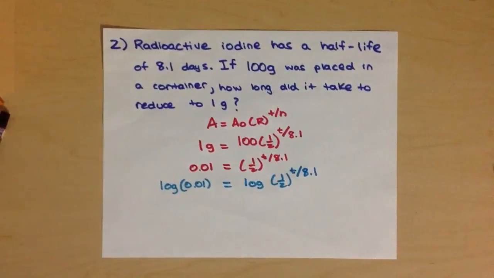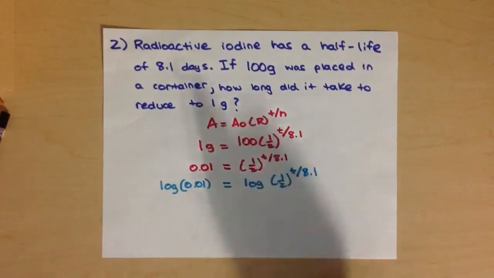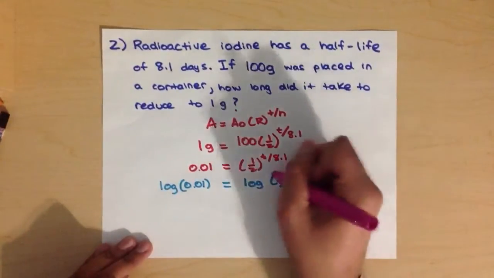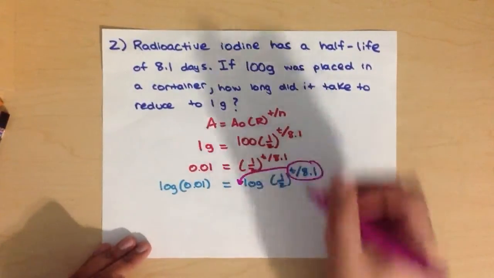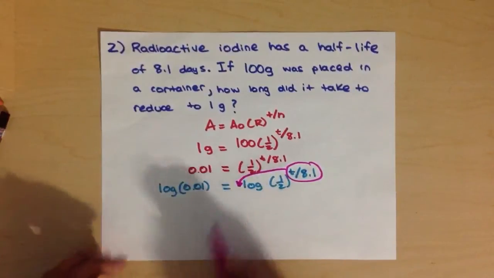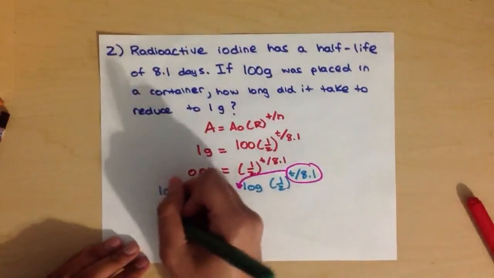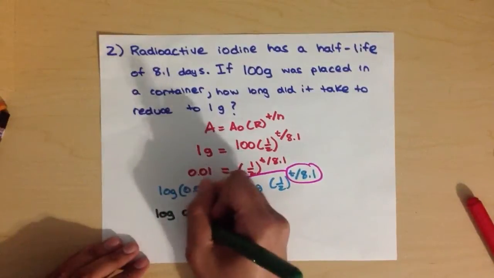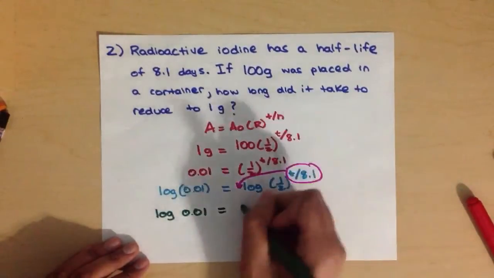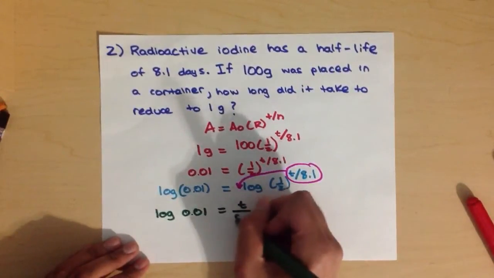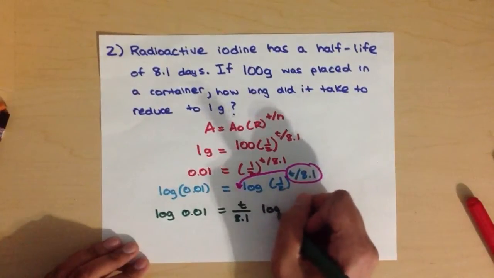Now, one of our fundamental properties of logs that you should remember is that we can take the power and put this power on the very front. And notice this will help us because this will allow us to put the T in the front, and that's why we can solve for T eventually, right? So moving on here, log of 0.01 is going to be equal to T over 8.1 multiplied by log of half.